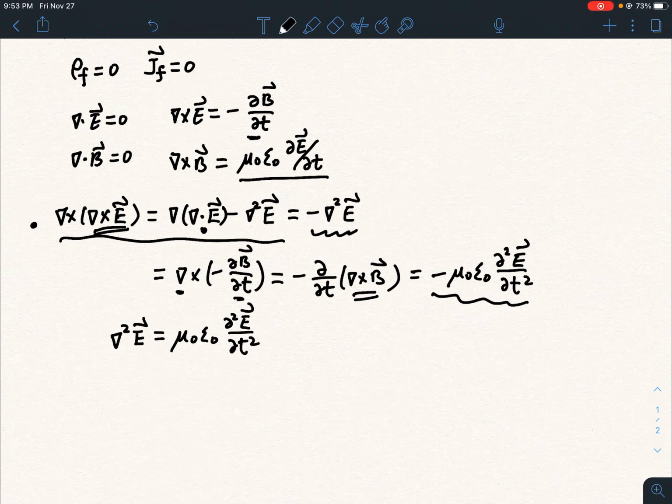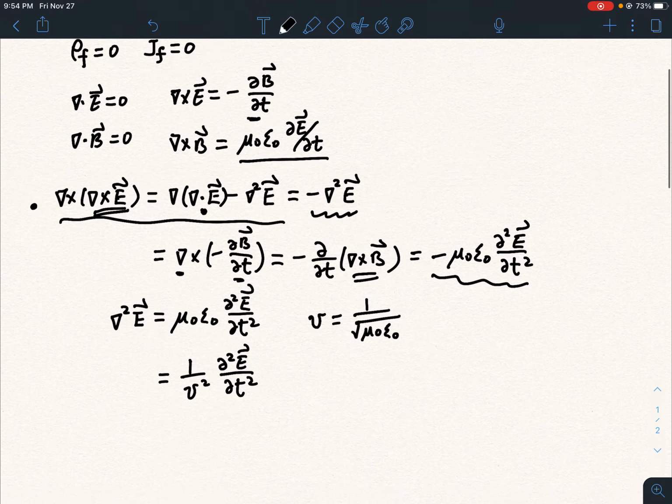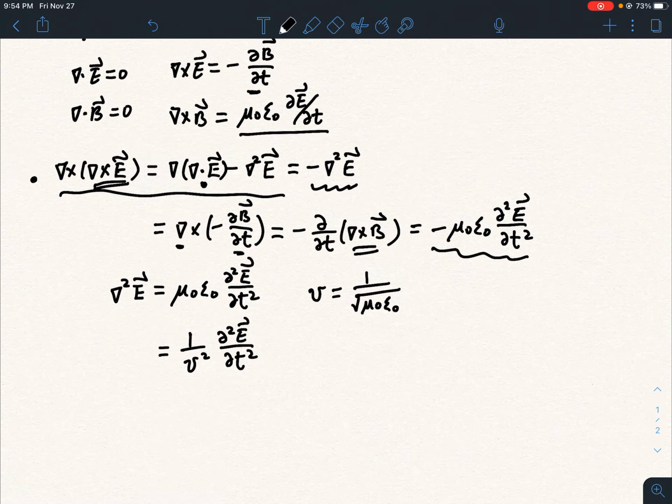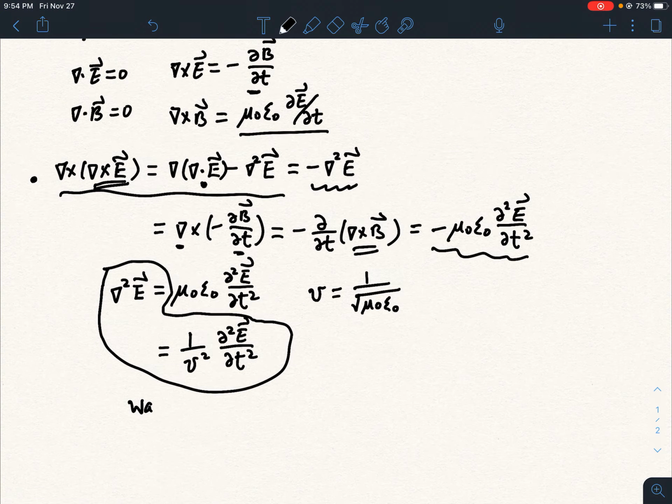If we define v as 1 over the square root of mu 0 epsilon 0, the equation looks like this. You may already realize that this is really a wave equation, and the wave is propagating with this speed.